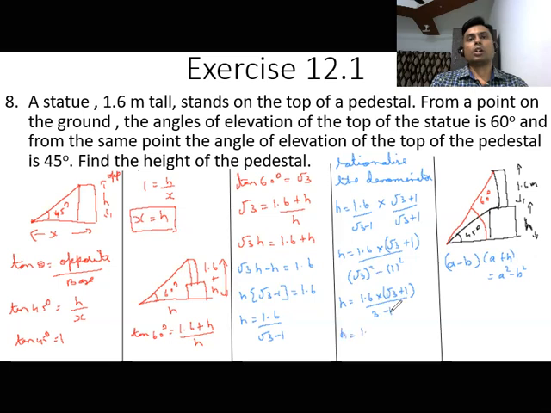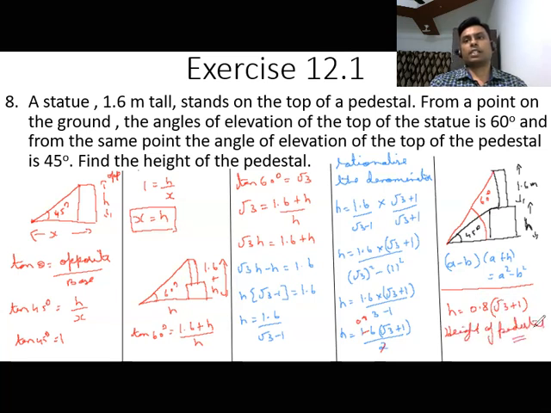So h is 1.6 into root 3 plus 1 divided by 2. 2 will go 0.8. 2 eights are 16, right? So 0.8 times, which means now I have h. h will be 0.8 into root 3 plus 1. This is the height of the pedestal, 0.8 into root 3 plus 1.